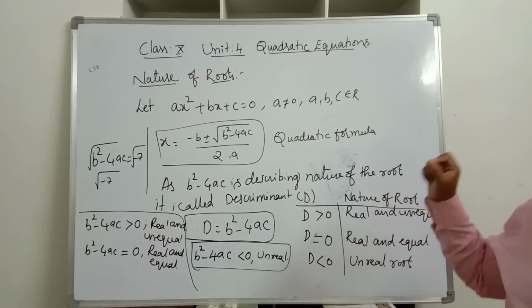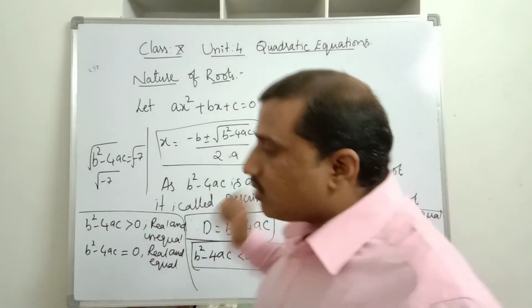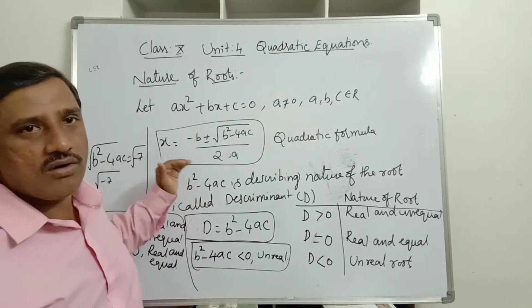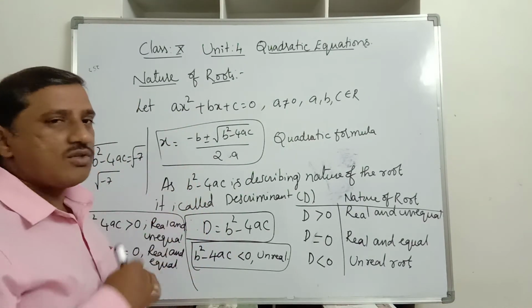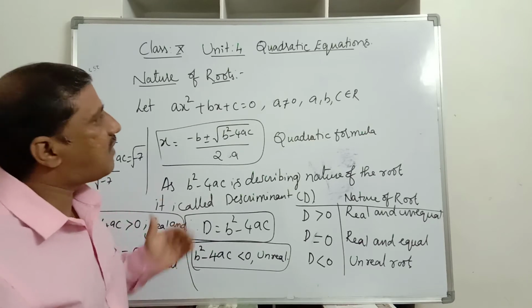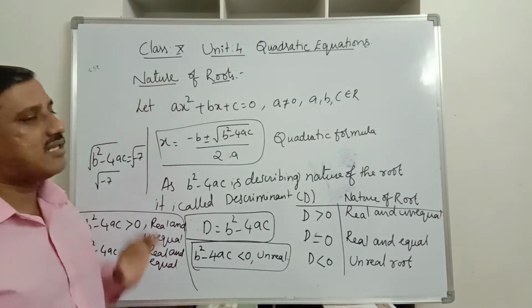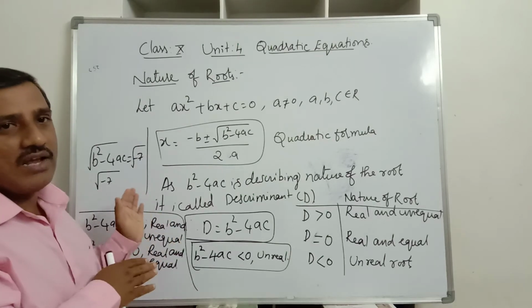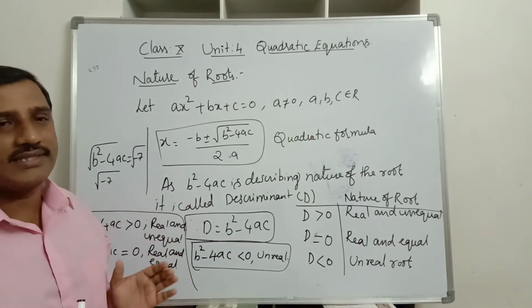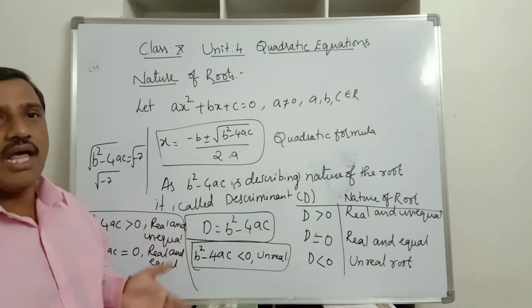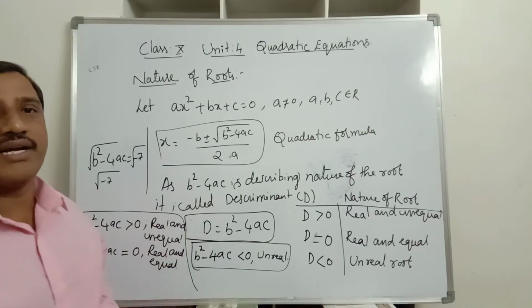In such cases, it is possible to plant all those plants of mango. To solve that kind of problems, that is real life situations, we use the nature of roots. If the D value which we found, b square minus 4ac, is greater than or equal to 0, it is possible. If it is less than 0, it is not possible.